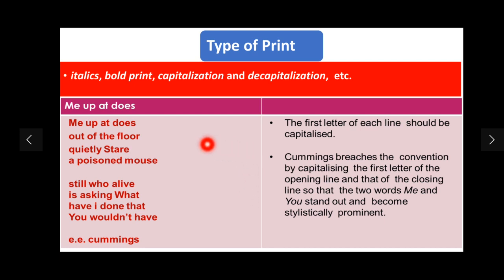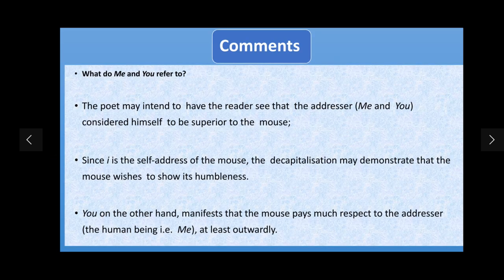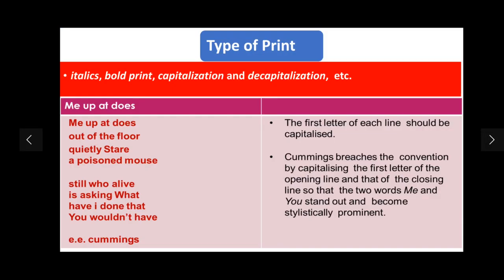So in order to make the two letters stylistically prominent and to foreground them, Cummings capitalized the letter M in the first line, and the last line, that is Y in you. So that is because the poet E. E. Cummings wants to make these letters stylistically prominent.